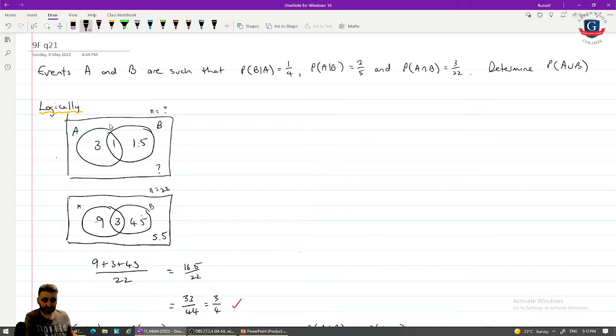Now, logically, if we're wanting to set this up in a Venn diagram, the probability of A would be 4, of which the part that's in the B circle would be 1, so that would be this part. So if this was going to add up to 4, that would have to be 3. Similarly, if the whole B circle was 5 and the intersection was 2, this would be 3.